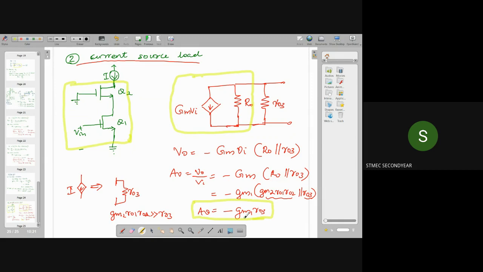Is the cascode amplifier clear? Is it clear?